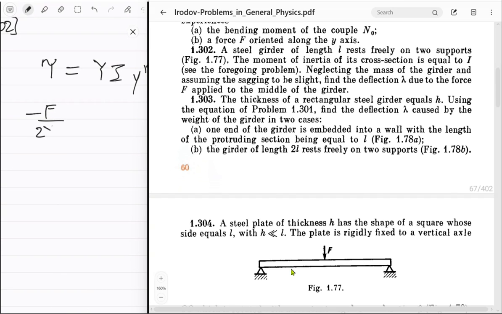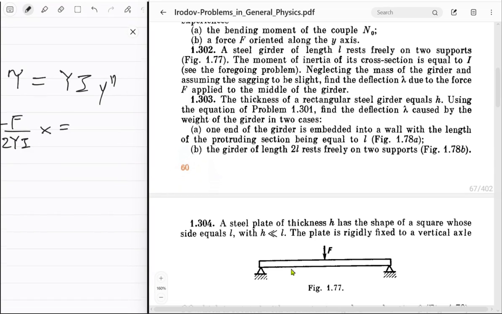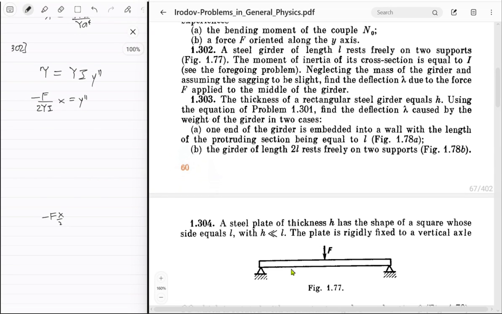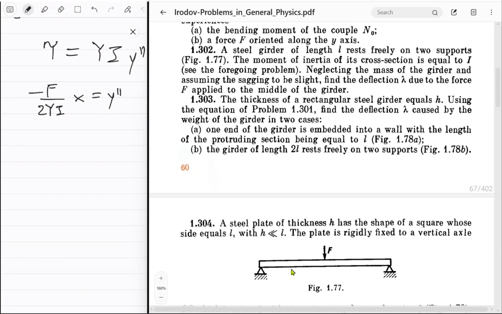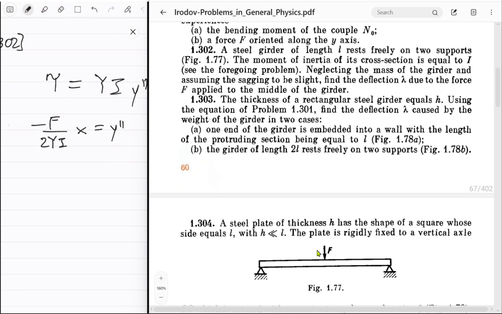So negative F upon 2 Young's modulus inertia times x, that's just equal to our y double dash. This is going to be easy, I guess. Yeah, I think so. Of course, it's supposed to be, right? So like at this point, this torque will be 0, right? Which is obvious because that's what we have always been doing for rigid bodies. Let's just say almost rigid, not exactly rigid. At least at equilibrium, it's rigid, right? Okay. So that means we got this equation.